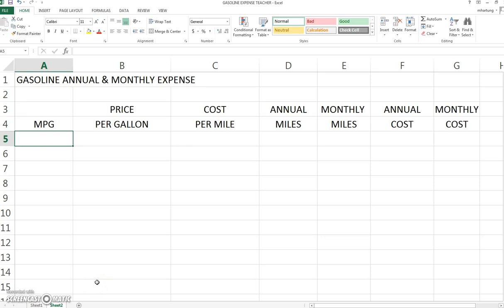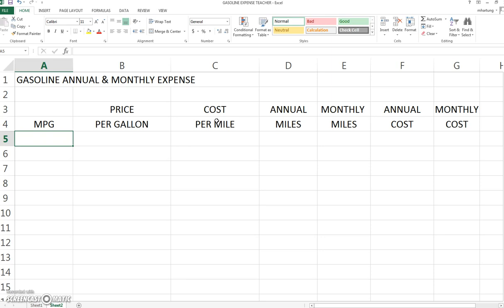Gasoline, annual and monthly expense. We'll see if we can figure out how much it's going to cost us per month and per year to run this car. In order to do that, we need to back up and take a look at MPG. What does MPG mean? Miles per gallon. Then we'll need the current price of gasoline, and then we'll calculate the cost per mile. Then we can figure out monthly miles, annual miles, and then look at our annual cost and monthly cost. That's what we want to try to do here using Excel.